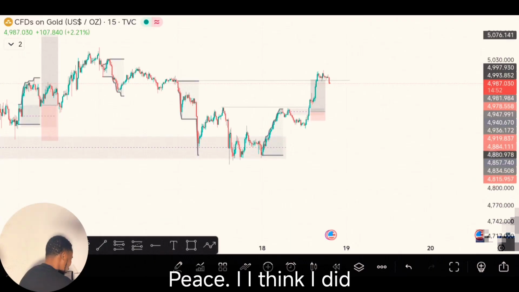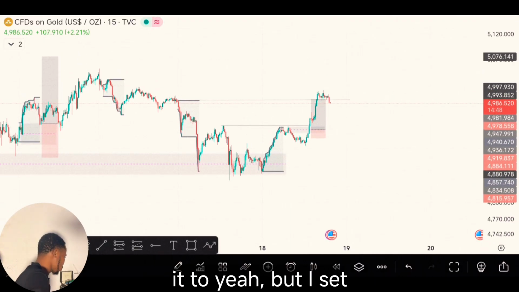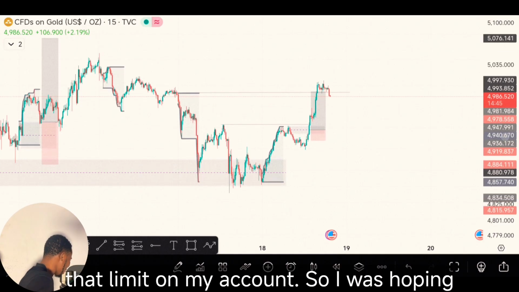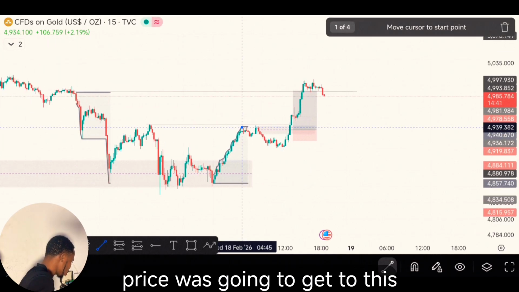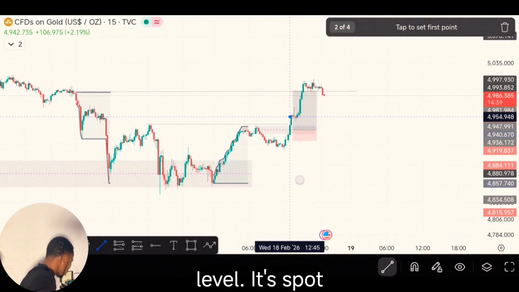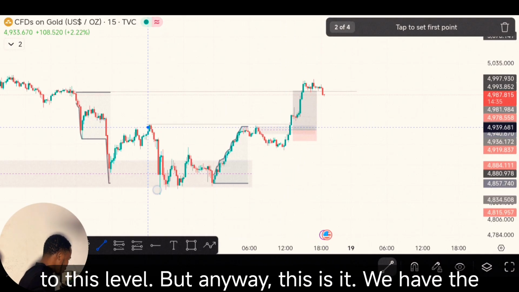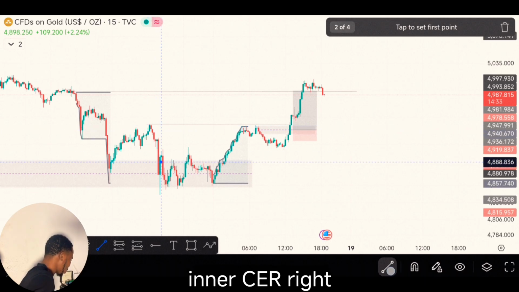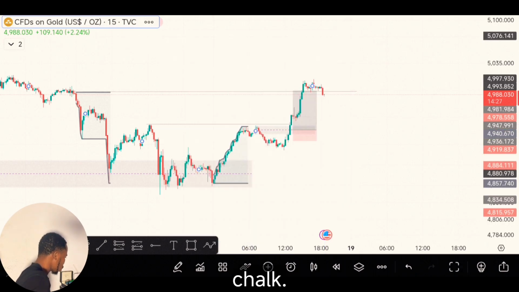I did drop this signal in the group, and for those who took it through, yeah. But I set a buy limit on my account, so I was hoping price was going to get to this level. It's spot at this level right here. Price didn't get to this level, but anyway, this is it. We have the inner change of character right now, from here, so you can call this chalk.